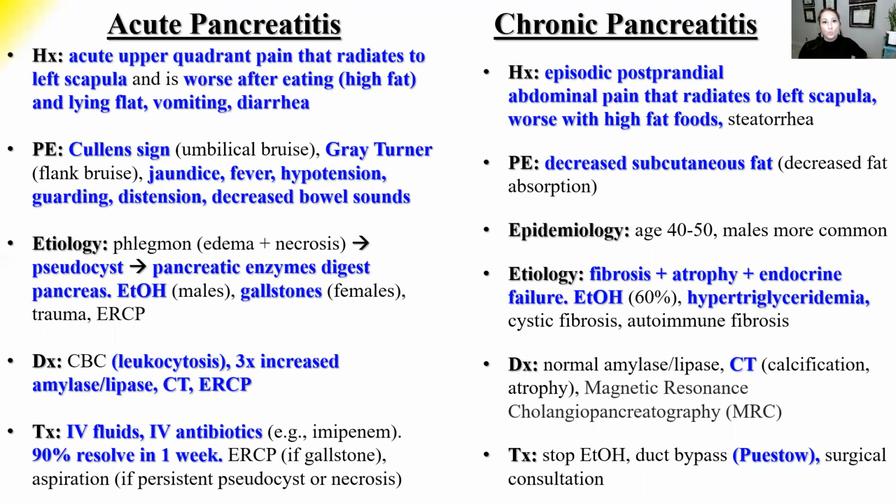So left scapula, it's worse after eating high-fat food. So look for fast food or cheeseburger in the question. It's worse when the patient lies flat because it stretches out those tissues. It can cause vomiting and diarrhea.